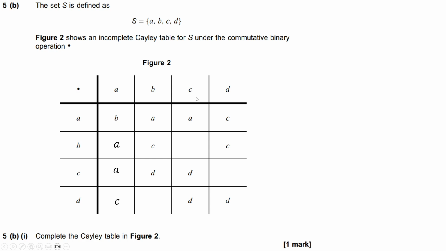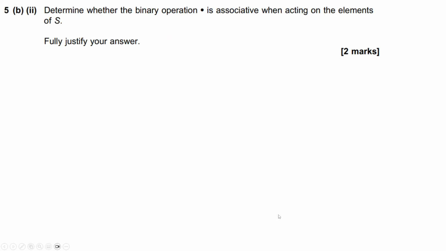And then BC here is D, so CB would be D as well. Then C times D is going to be the same as D times C, and C times D is D. Finally, we've got BD here, and that's a C, so you can put that as a C.